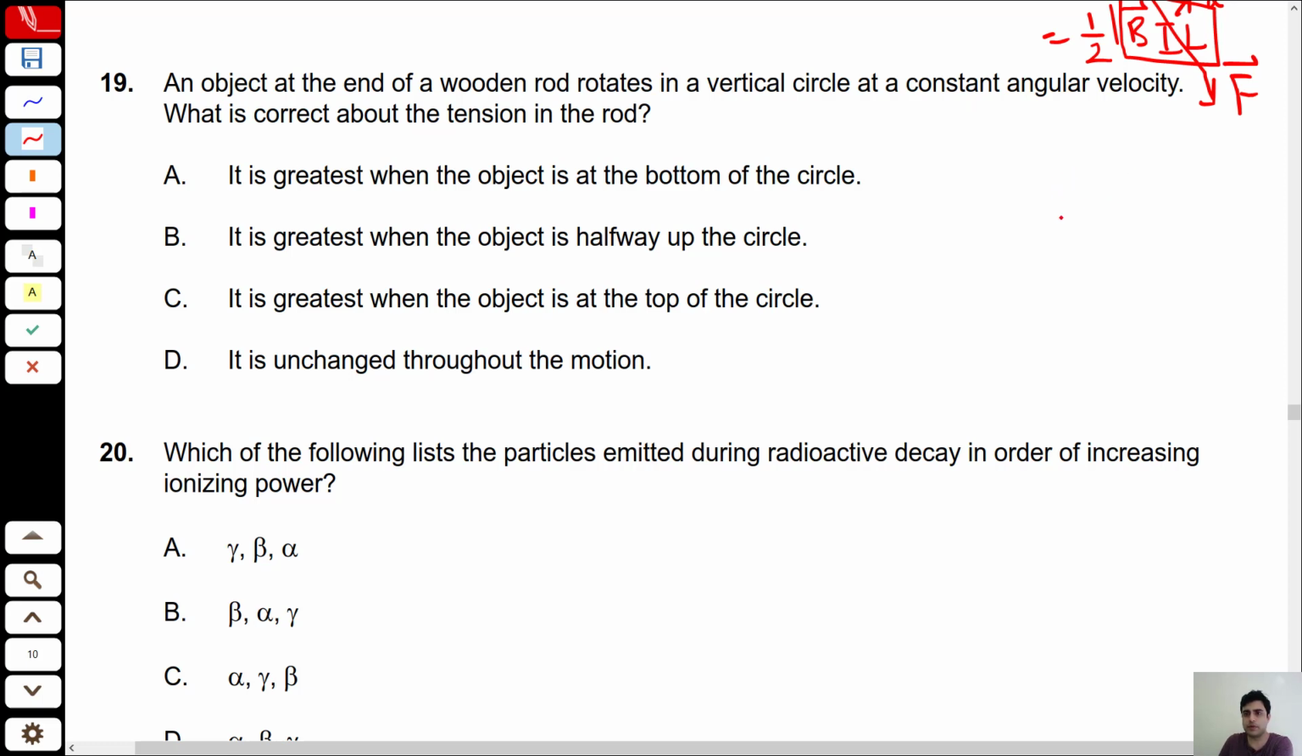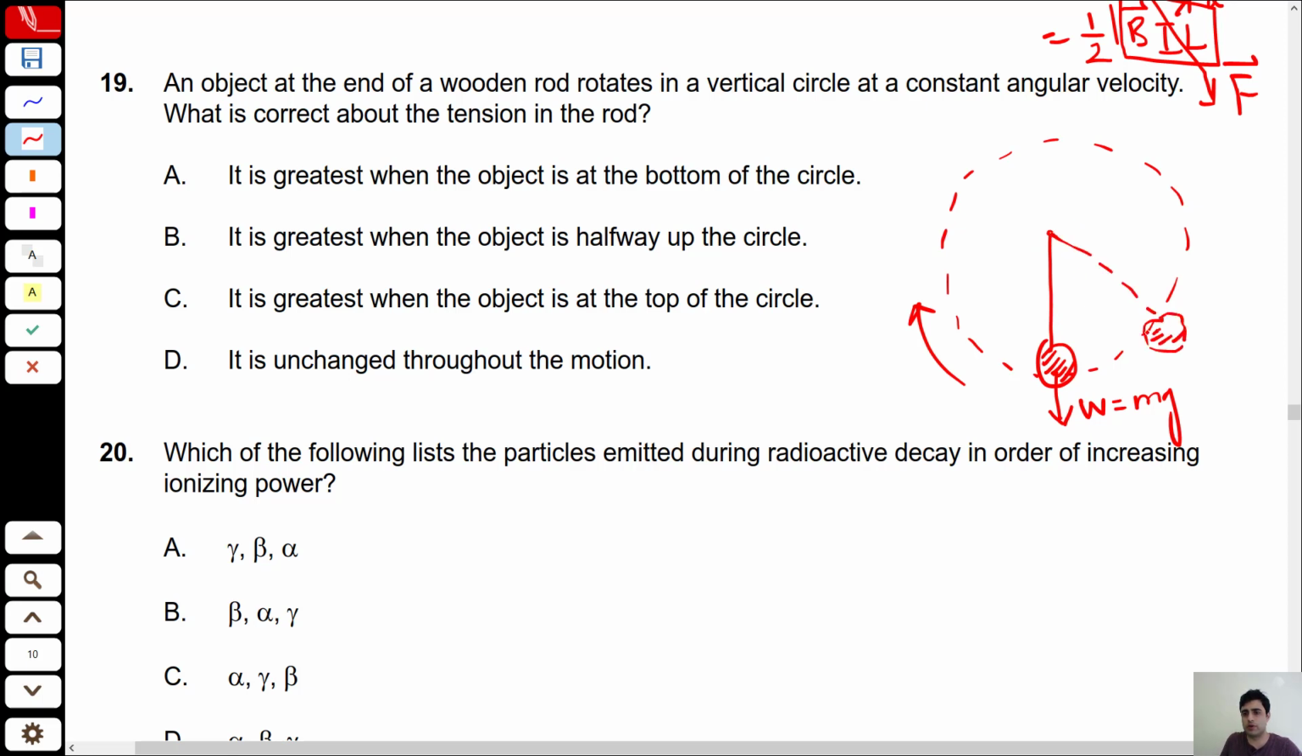So imagine this is the center of the rotation, and this is the string, and there is some mass attached to it. Let me draw a little bit smaller. And this thing rotates in a circular fashion. So vertical circle. In a vertical circle we have to take into account the weight, the gravity. So weight equals mg. This is probably rotating like this. So you can have this position, or this position, or you can also be at the top position.